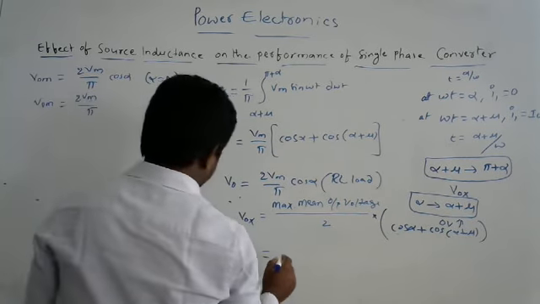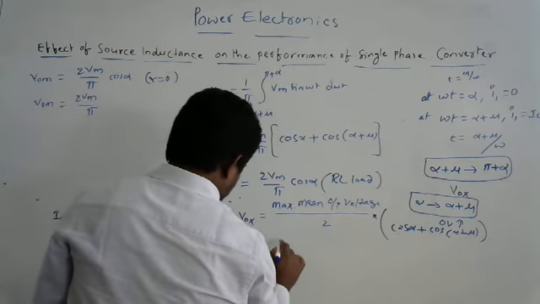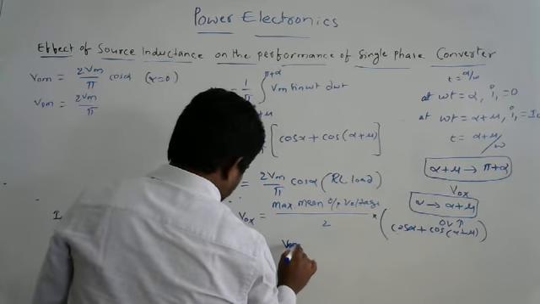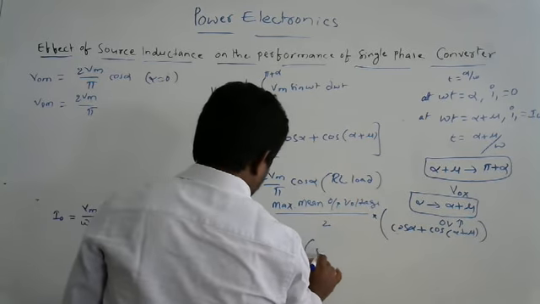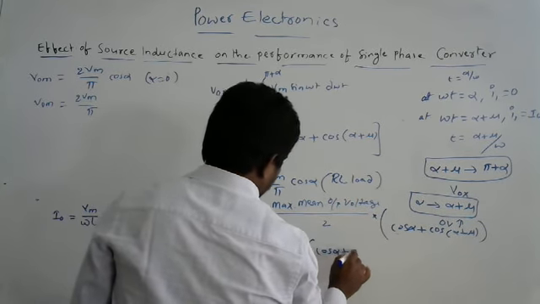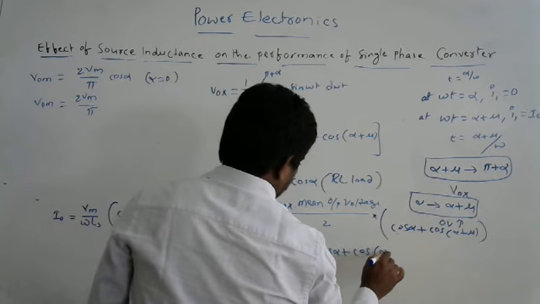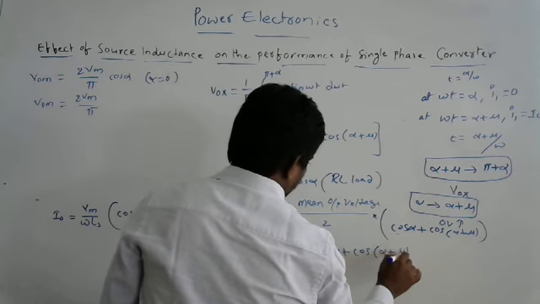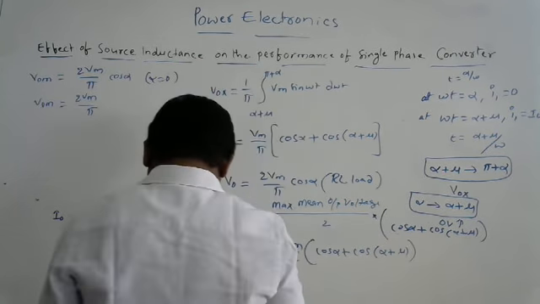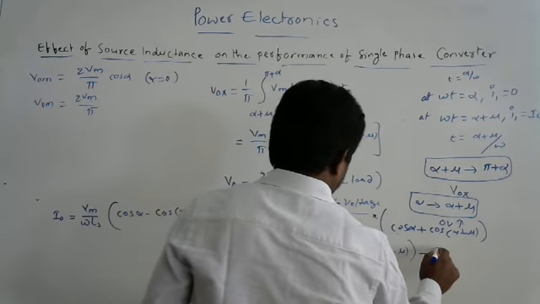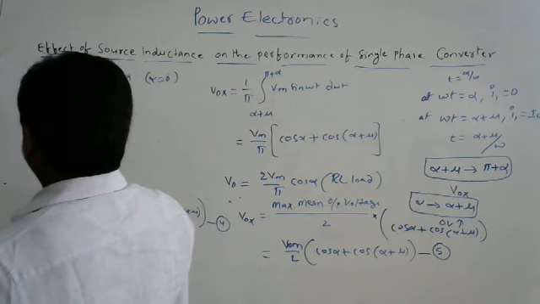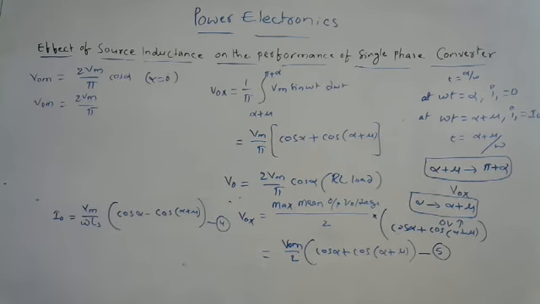Then we are getting V naught m by 2, cos alpha plus cos alpha plus mu. This I am calling equation number 5. Equation number 5, right? So far we got 5 equations.